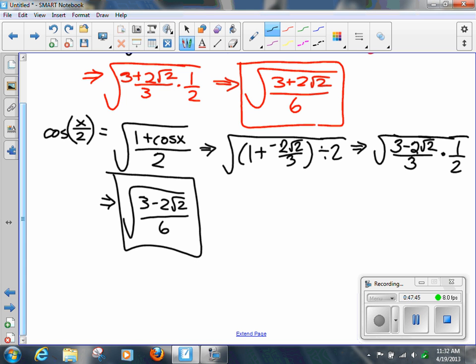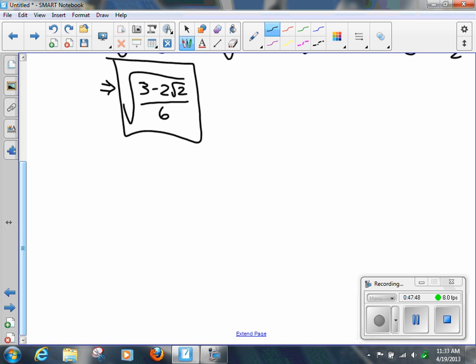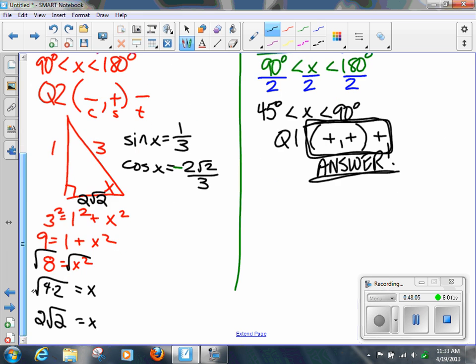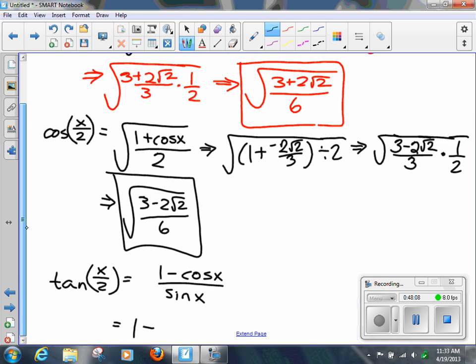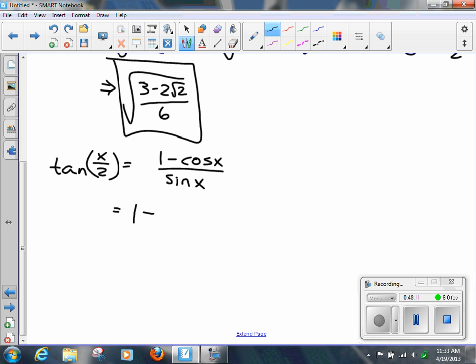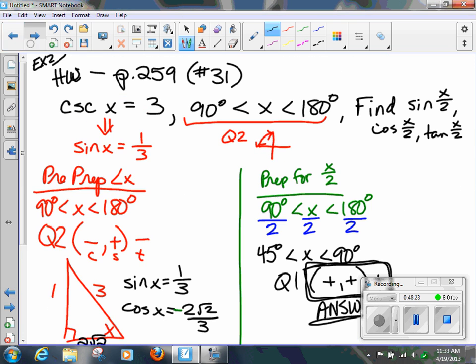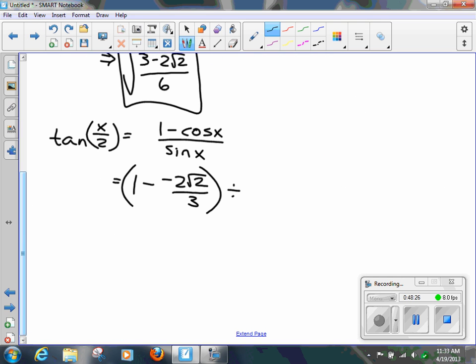The formula was, or the one we want to use, is it 1 minus cosine x over sine x? Okay. This is easy. 1 minus, my cosine of the value, cosine x is what? Negative 2 root 2 over 3. I know, now I've forgotten. Is it negative 2 root 2 over 3? Okay. Divided by my sine value, which was what? 1/3. 1/3, 1/3, 1/3. Boom.